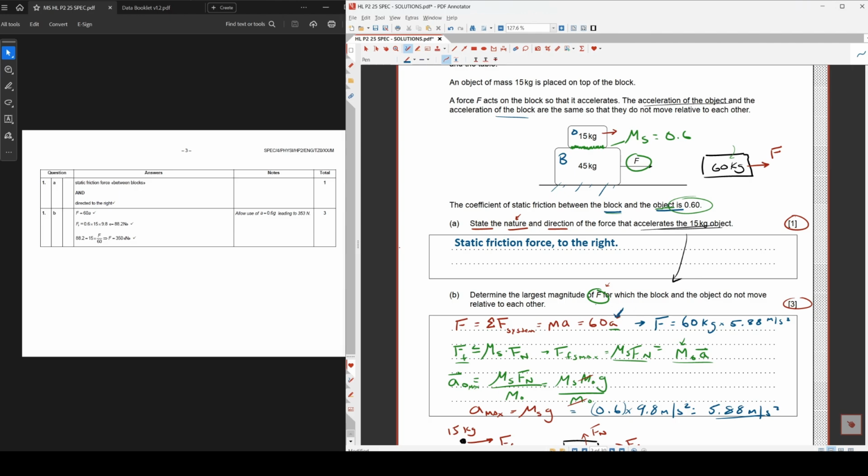352.8, which means 350. And sig figs, I think I should have 2 sig figs here. Yes, 350.